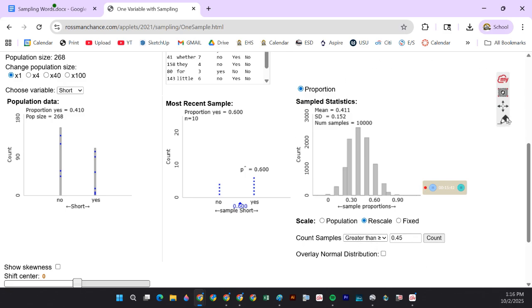So let's do this again. What does this dot right here represent? One word, which is short, among 268 words. Okay. What is this dot? One word that is short. One short word out of the 10 words you chose. And what is this dot? One sample of, so that would be 50% yeses. Okay.